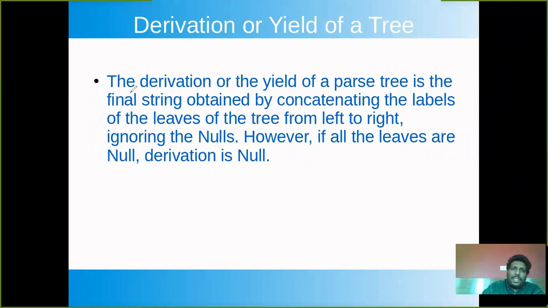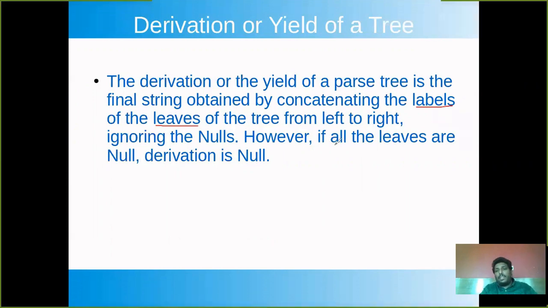Derivation or yield of the tree. The derivation or yield of the parse tree is the final string obtained by concatenating the labels of the leaves of the tree. That is very important. Whatever we get after completing the entire tree, if you concatenate all the leaf nodes, then we get the string, which is the yield, by ignoring the nulls. If any nulls are generated, they will be ignored.